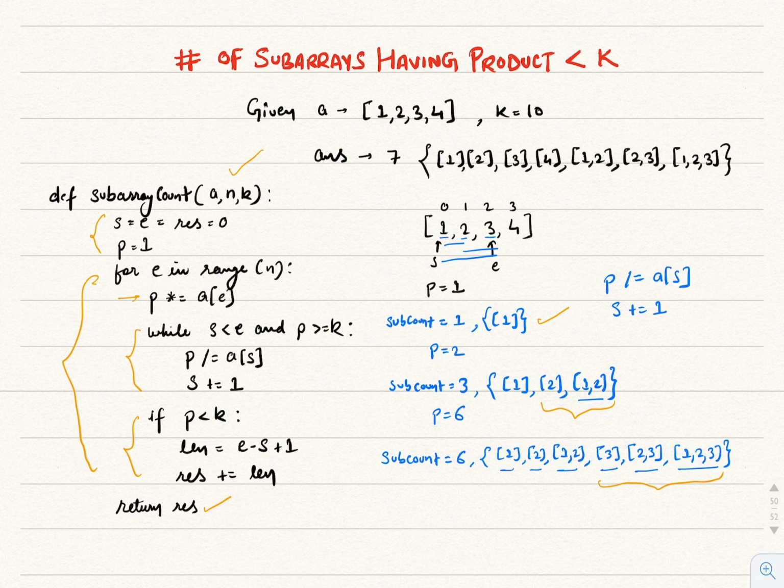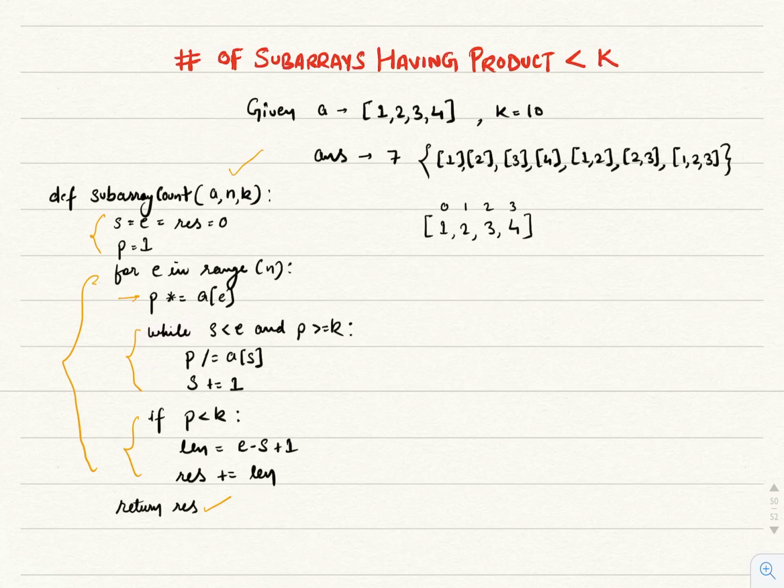Next, let's dry run this code on the given example. So S and E are pointing to index 0. Now the for loop will start. p will be just 1. It will not fall under this while condition as p is less than k. So this if condition will execute. Length will become end minus start, which is 0, plus 1, which is 1, and result will be result plus length. So result will become 0 plus 1, which is 1.